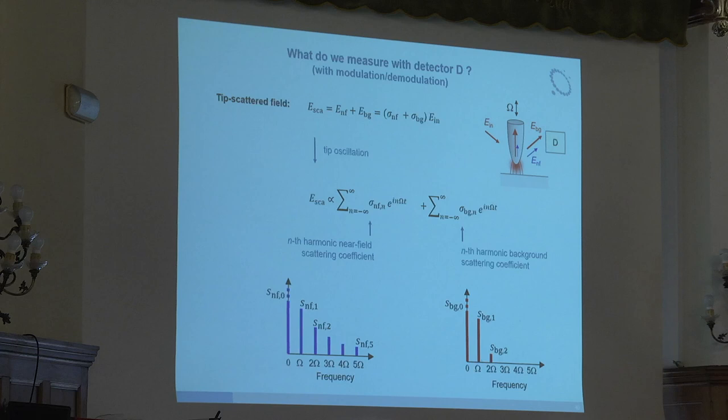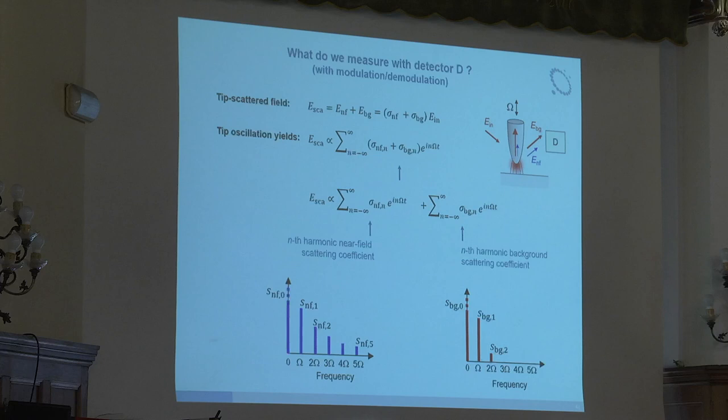So that's just a mathematical series if I sum all these Fourier coefficients up here, okay? And I can do the same for the background. Now, that's the scattered field. Once I start oscillating here, through the nonlinear tip-sample interaction, I get this series plus this series. Okay, that's the scattered field. Now, I can summarize this. At each harmonic, I can sum up the complex-valued scattering coefficients. So this is due to nonlinear tip-sample near-field interaction.